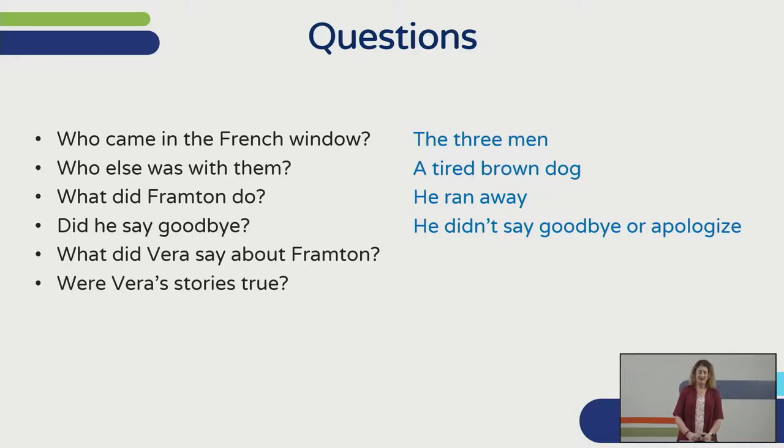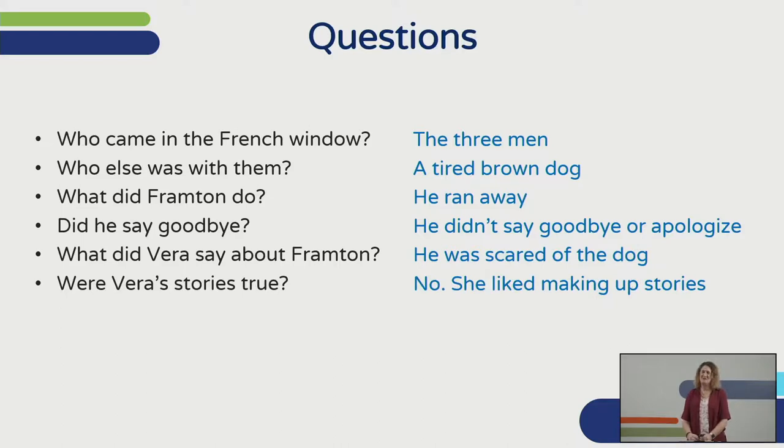What did Vera say about Frampton? She said that he was scared of the dog. He was afraid of the dog. And were Vera's stories true? No, they weren't. Not the story about Mrs. Sappleton's husband and brothers dying, and not the story about Frampton being scared of the dog.